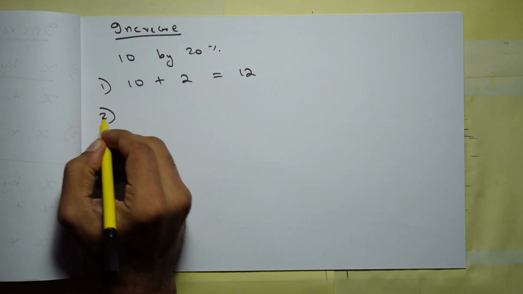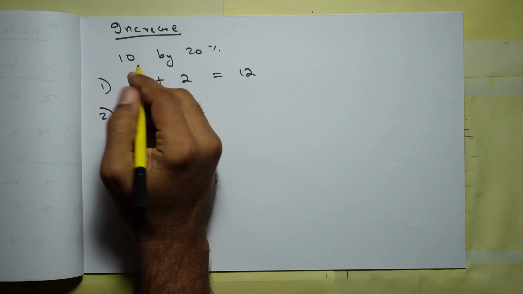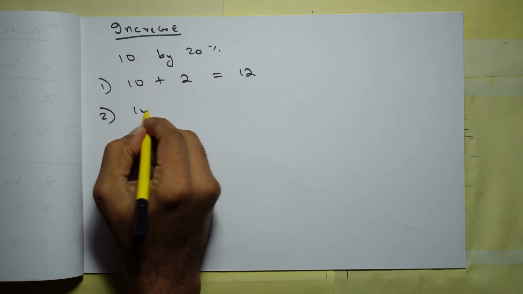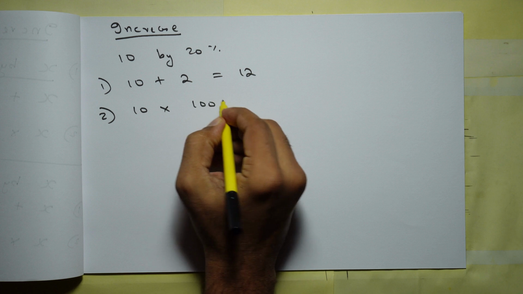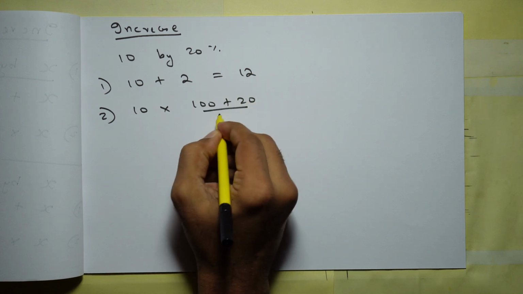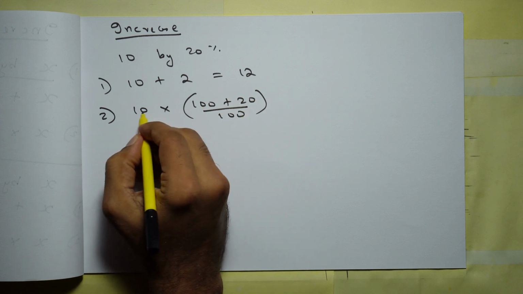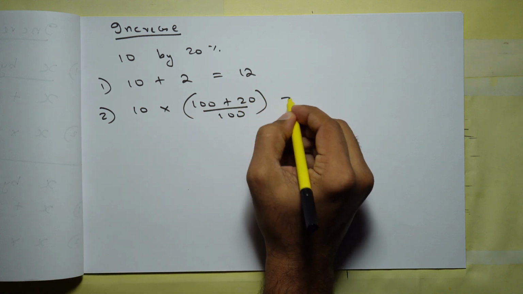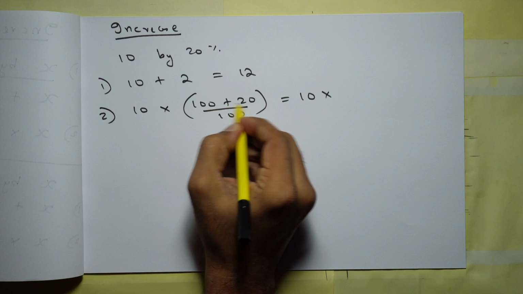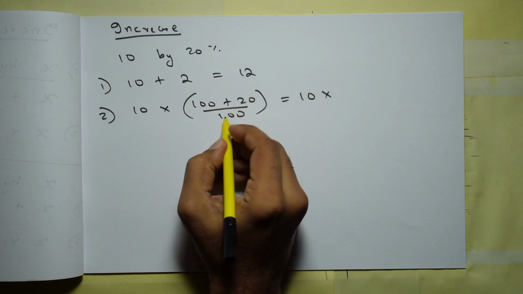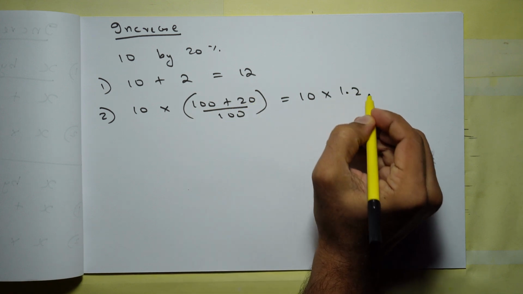Now let us look at the other method. You need to increase 10 by 20%. So that will be 10 into 100 plus 20 by 100. In this process also you will be increasing the value by 20%. So that will be 10 into 100 plus 20, 120. 120 by 100 gives you 1.2.